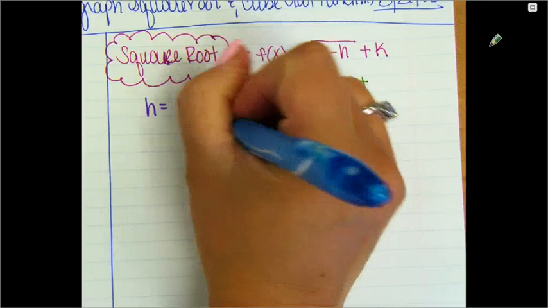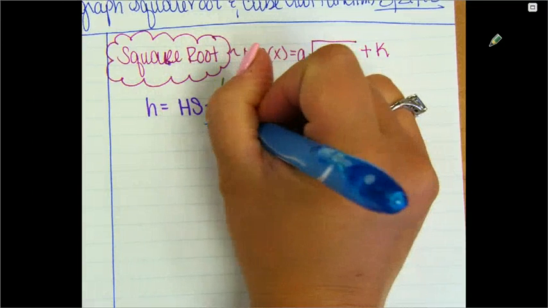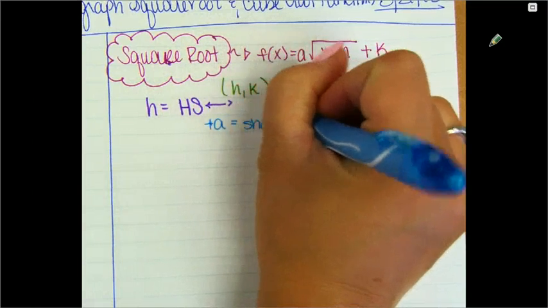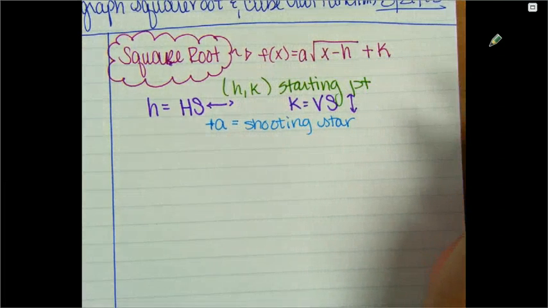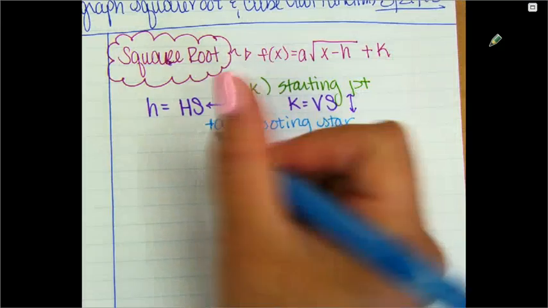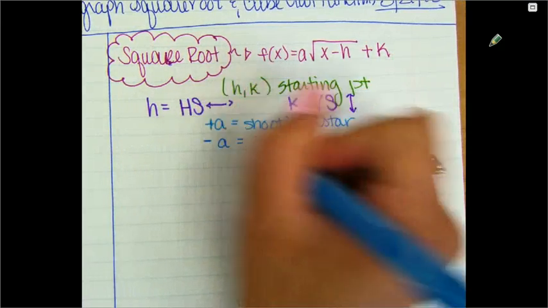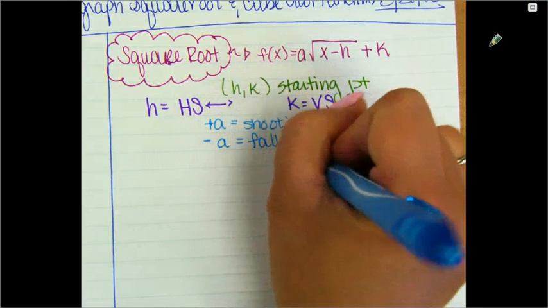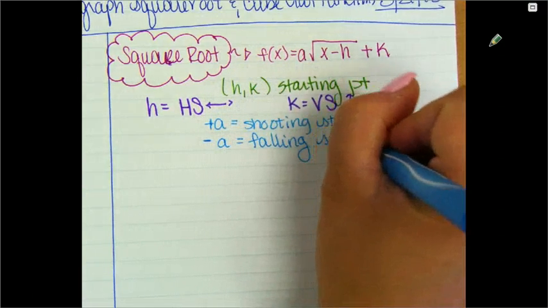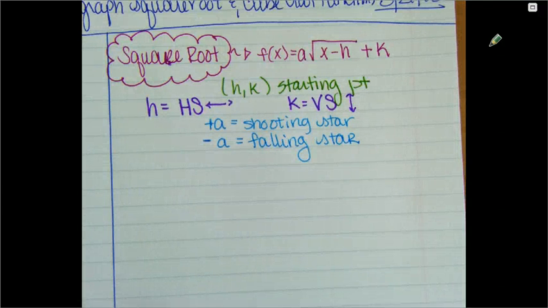If your A is positive, you have a shooting star, if you want to think of it that way. It kind of goes up, off into Neverland. If your A is negative, we can call it a what star? We can call it a falling star, right? Because it kind of looks like this. It just starts, and then it's like, have you ever seen them look like they're falling instead of going up? Like an airplane almost.